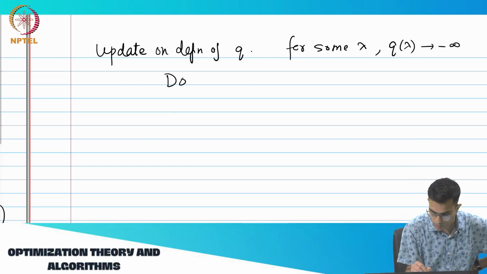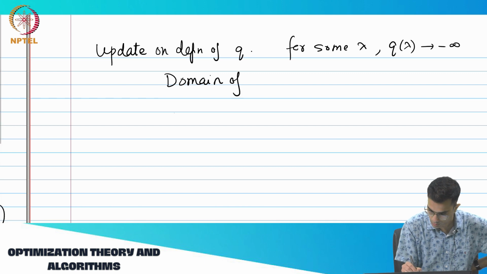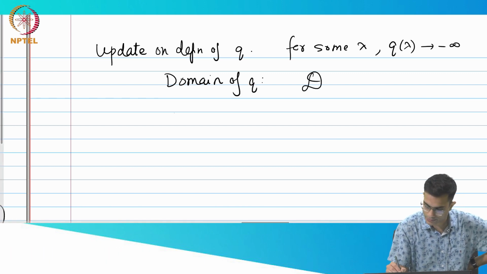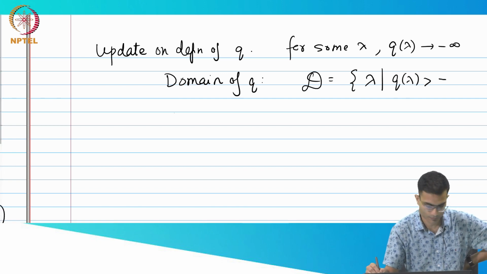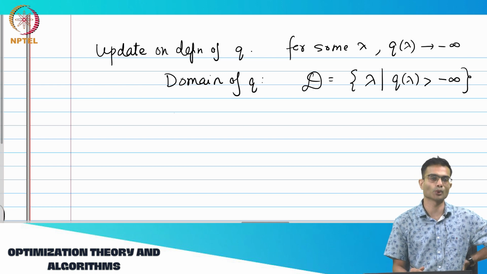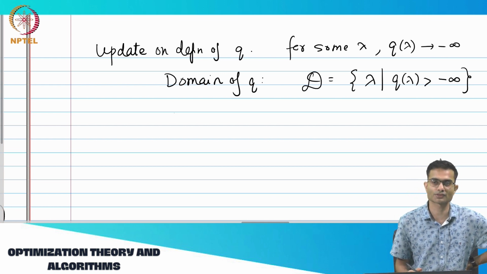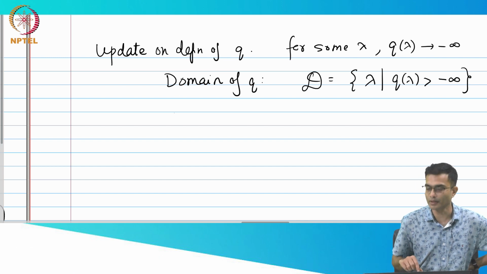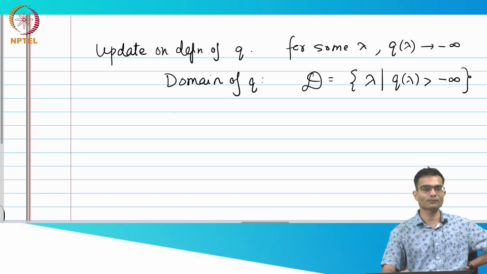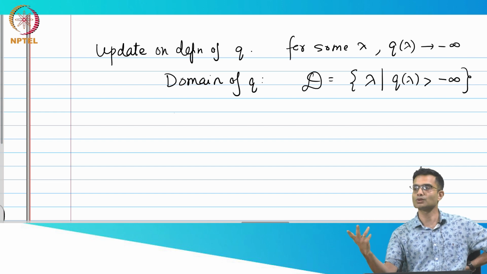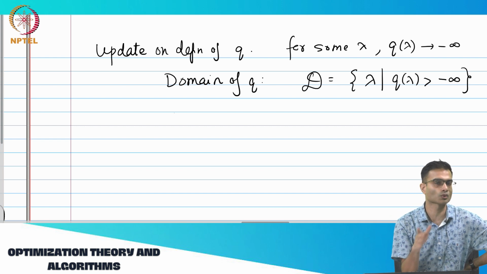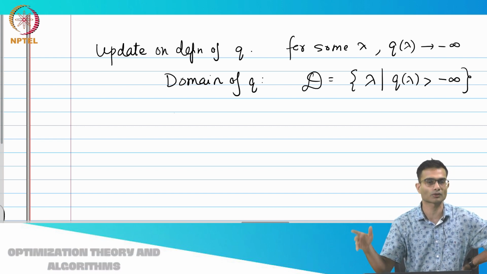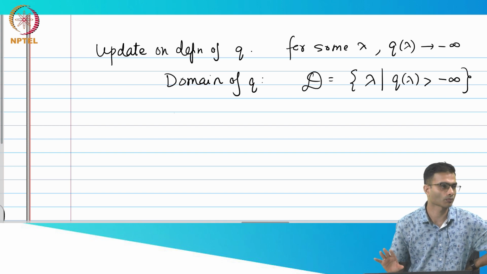So there could be some lambda for which this goes to minus infinity. So the domain of Q is defined like this: lambda such that Q of lambda is basically not blowing up. Okay. So just keep this in mind. This is a small technical point, but when you are formulating your Lagrangian dual function Q of lambda, we said lambda could be anything, but you have to keep in mind that those lambdas which lead to Q blowing up are not allowed in the domain of Q. This is one small point to keep in mind.